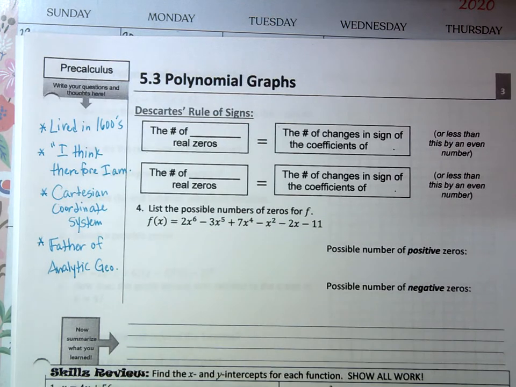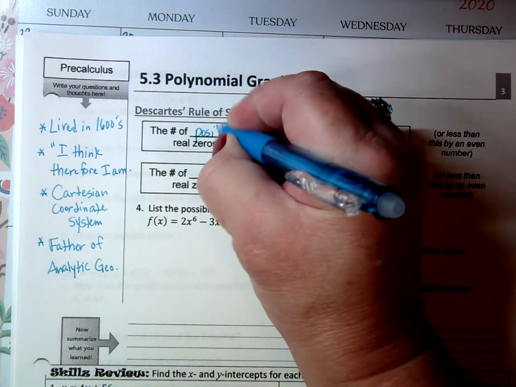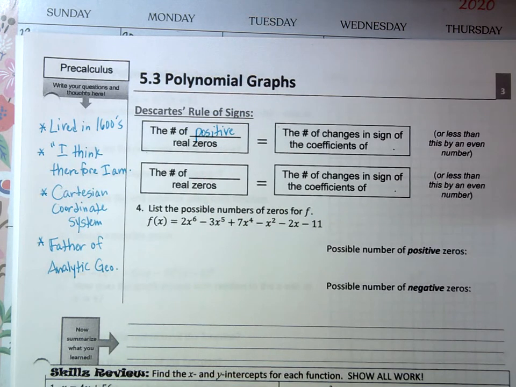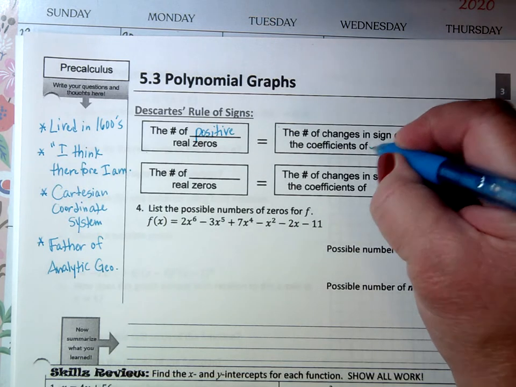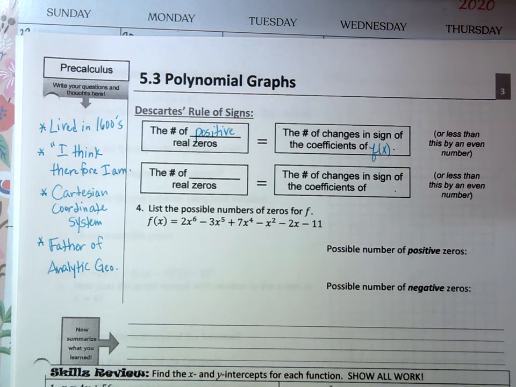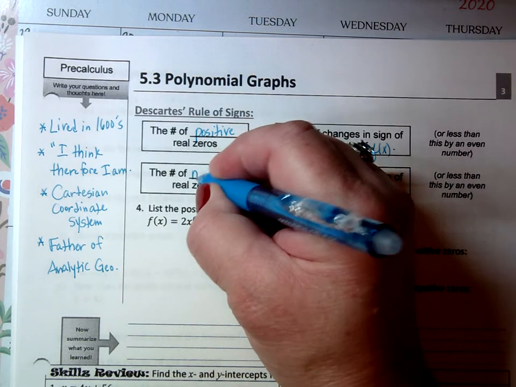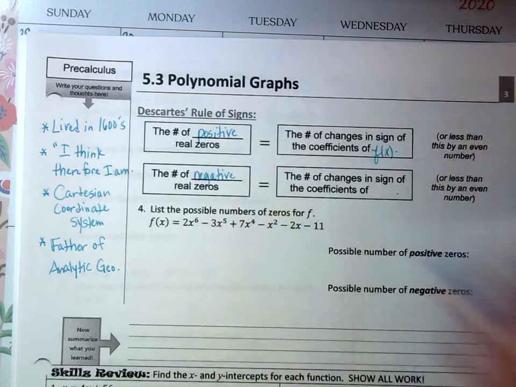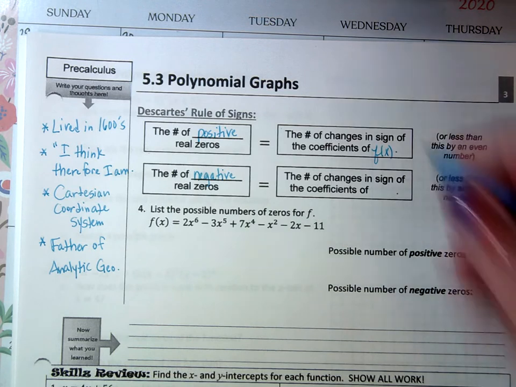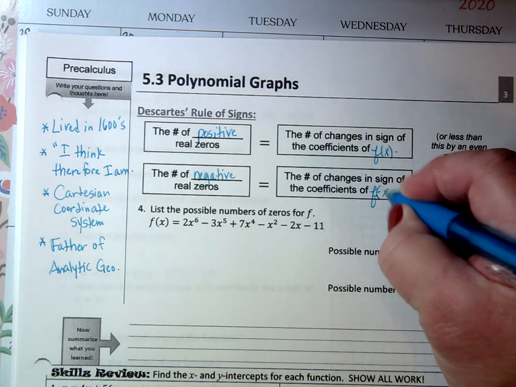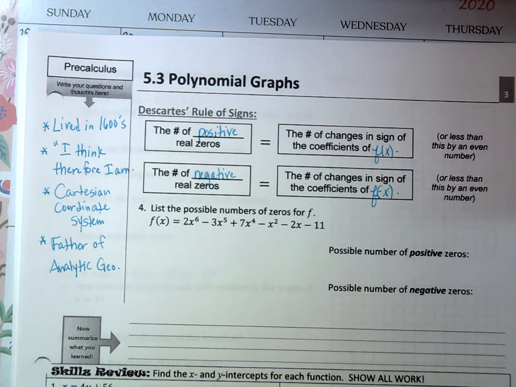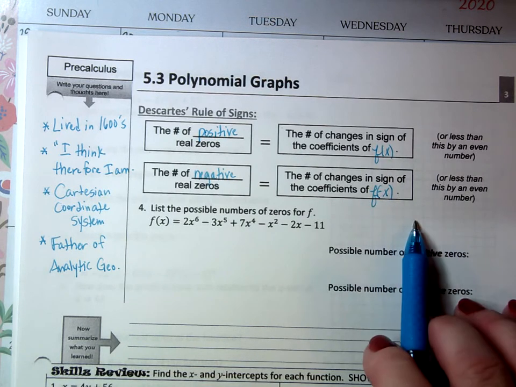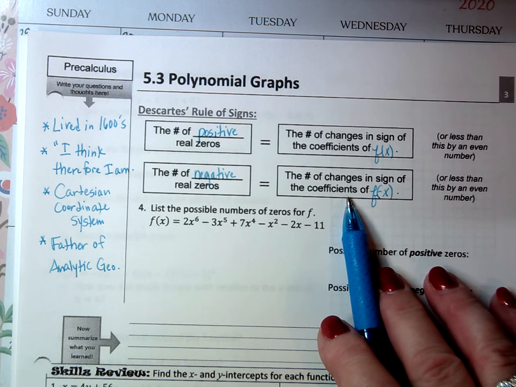So here's what he said. The number of positive real zeros equals the number of changes in the sign of the coefficients of f of x. And the number of negative real zeros is equal to the number of changes in the signs of the coefficients of f of negative x. Now it can be less than these when we come out with these numbers. But let me show you in an example. It's probably easier to see in an example.